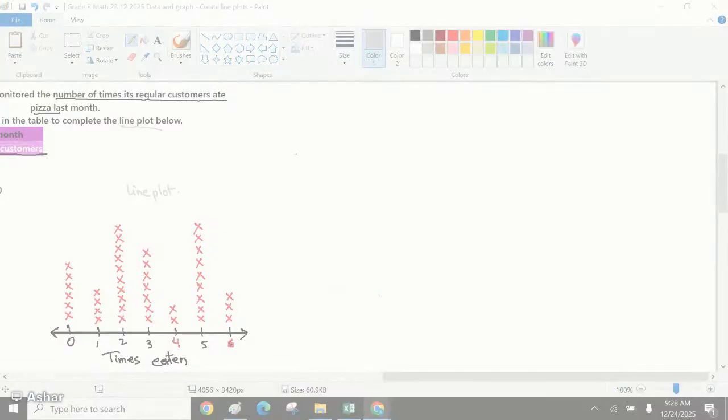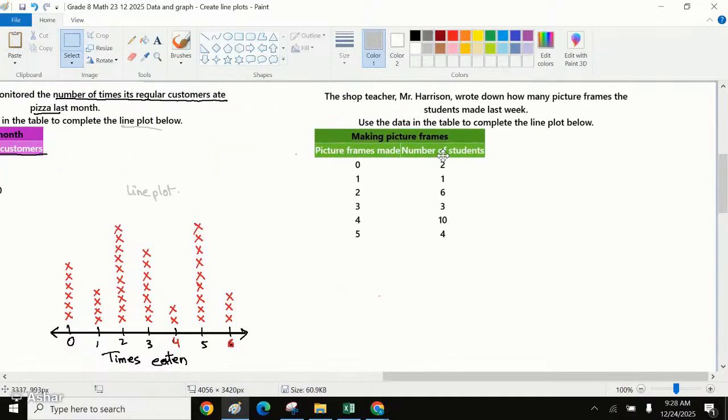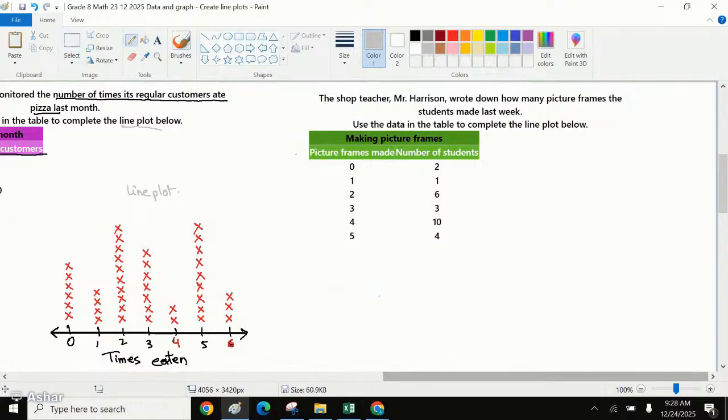The shop teacher, Mr. Harrison, wrote down how many picture frames. I'll just copy this. This is our question number 7. Let's see what they're asking us. He wrote down how many picture frames the students made last week. So this says picture frames and number of students. So there were 2 students who made 0 frames, right? And so on. 6 students who made 2 frames, 10 students who made 4 frames, and so on.